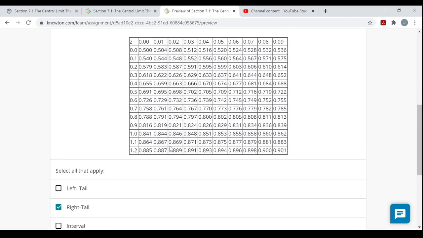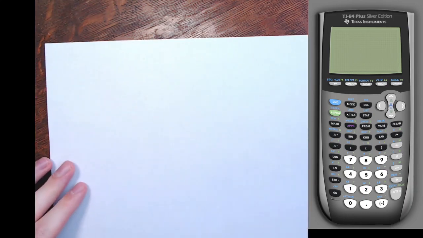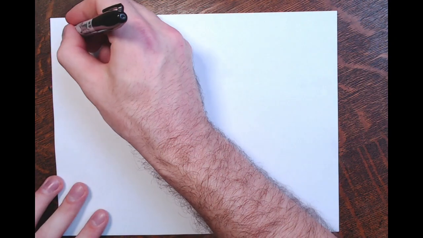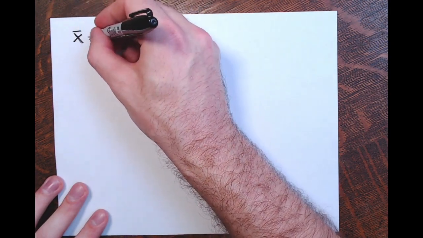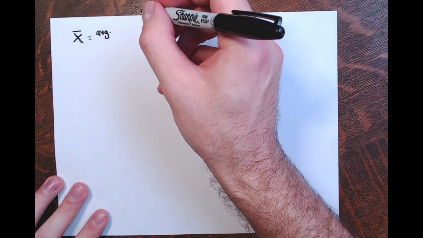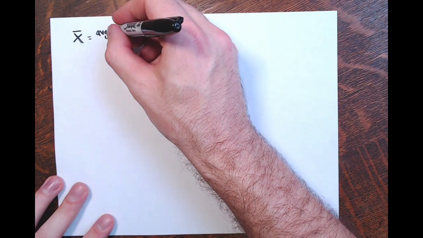So it's definitely a right tail, and again, I'll draw a little picture of another probability here. And I'll just go to the calculator and show you how we can use the calculator to find this area. You could use a table again, change into z-scores, but they're telling us x bar represents the average number of touchdowns in 31 football games.